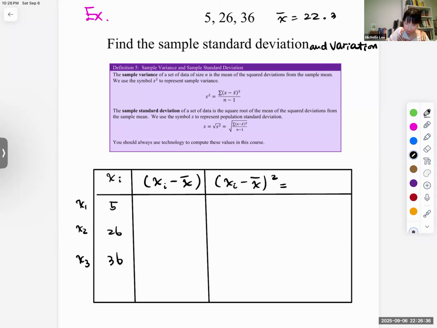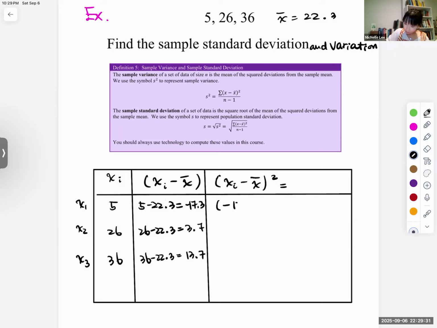Okay, so that will be x1 minus x bar, which is 5 minus 22.3. Can you please calculate? It's negative 17.3, right? How about 26 minus 22.3? It's 3.7. How about 36 minus 22.3? It's 13.7.